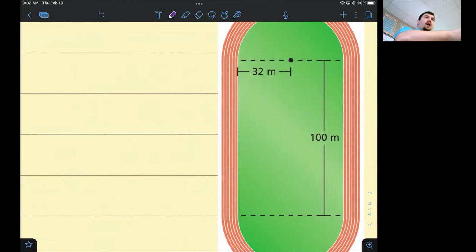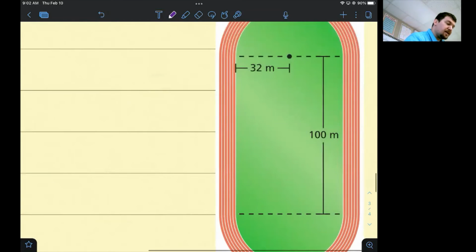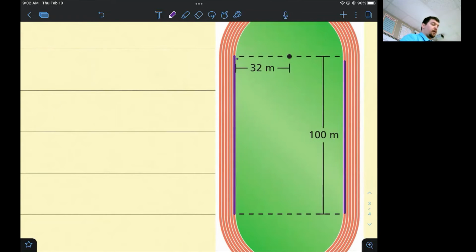Any track people in here, long distance runner, is lane 1 the inside lane or the outside lane? Inside. Okay, so really what we're finding is the perimeter if you ran around the inside most lane. For those of you that run track, you know that's a shorter distance than running around the outside lane the whole way. It's going to have a different circumference, different perimeter. The 2 straight edges are the same regardless of what lane you're in. If you're lane 1, 2, 3, 4, 5, 6, doesn't matter. You're still going to run 100 meters on one side and 100 meters on the other side.